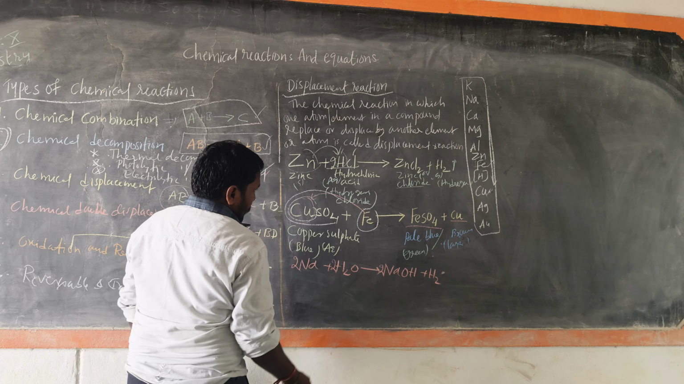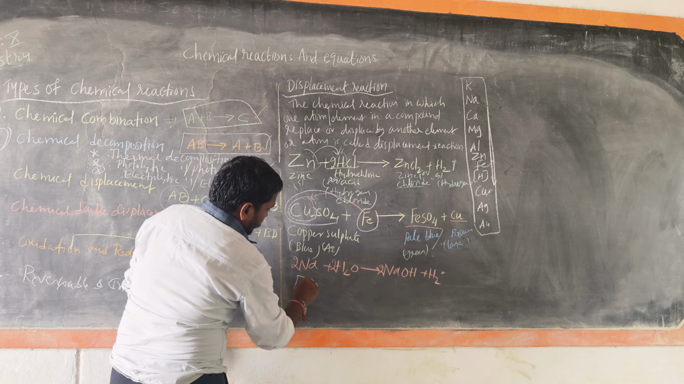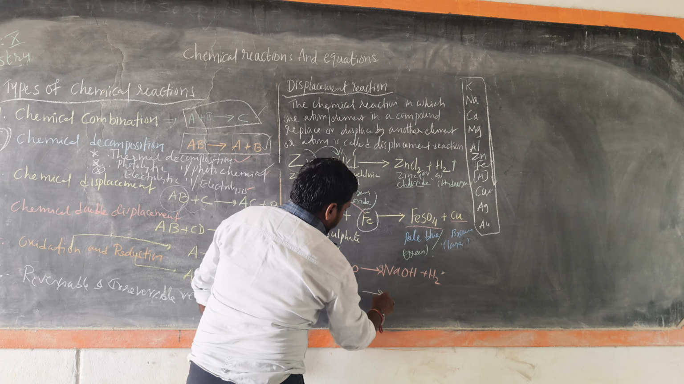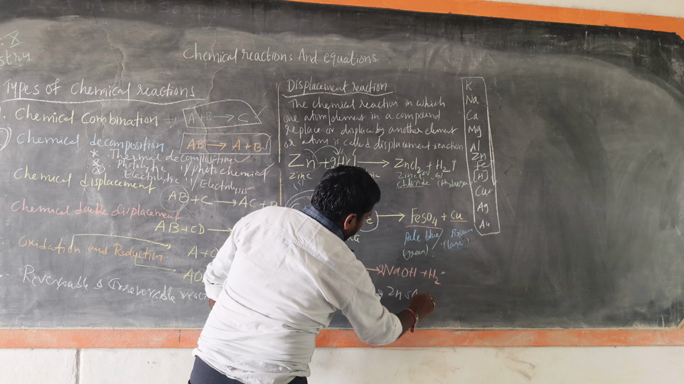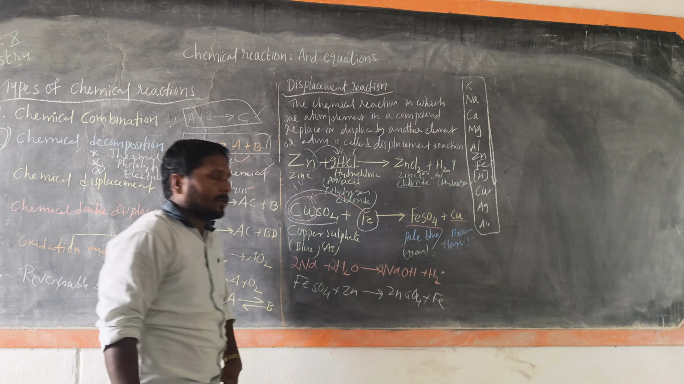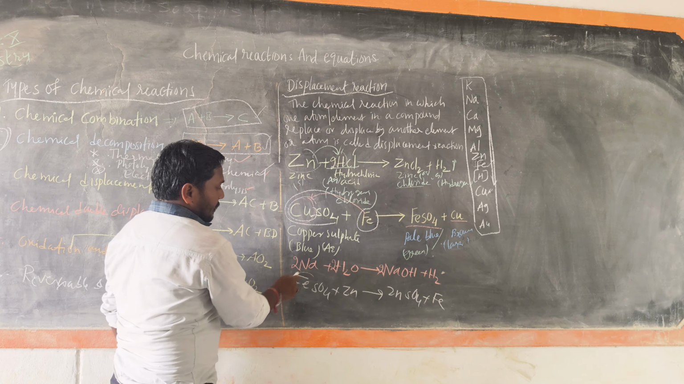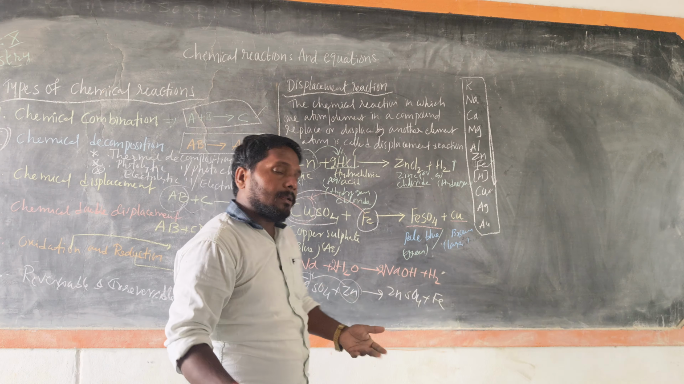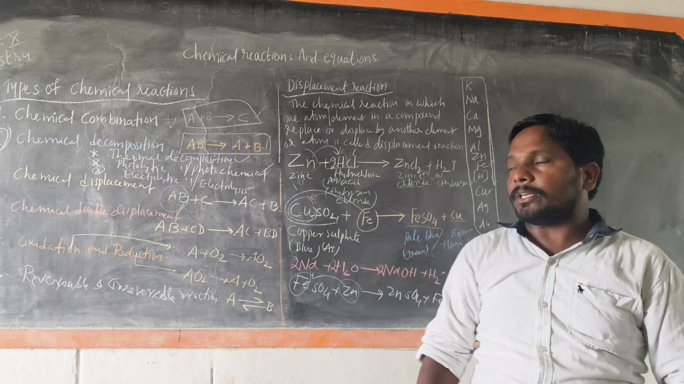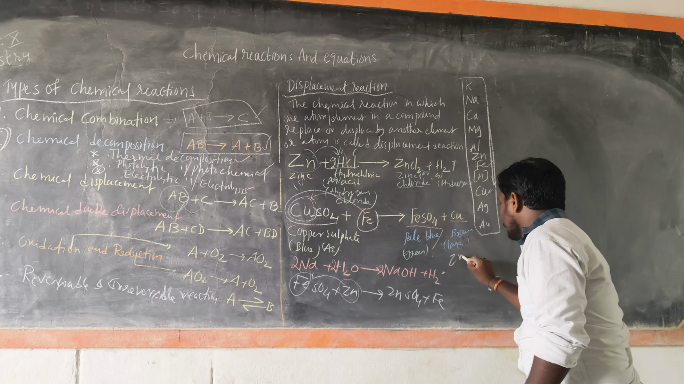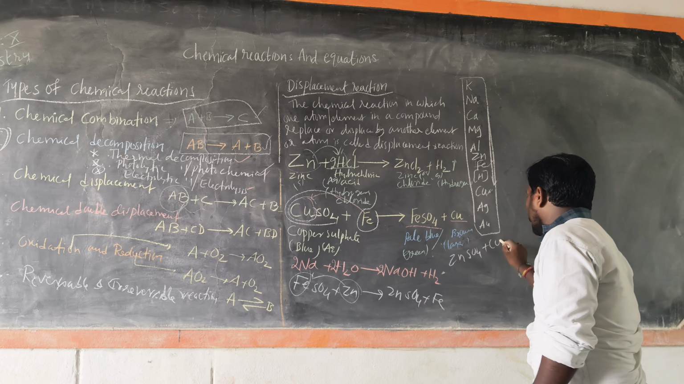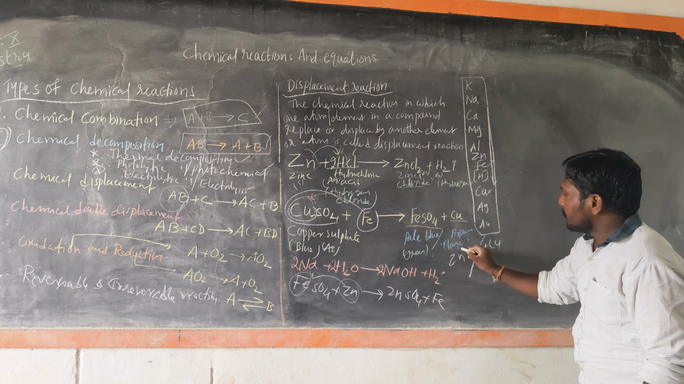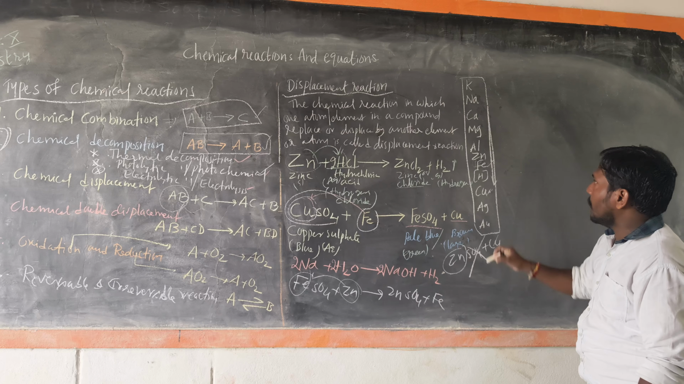Let us take for example iron sulfate plus zinc. It forms zinc sulfate plus iron, because iron is less reactive than zinc. But copper cannot displace zinc. For example, zinc sulfate plus copper, no reaction takes place, because zinc is more reactive than copper.